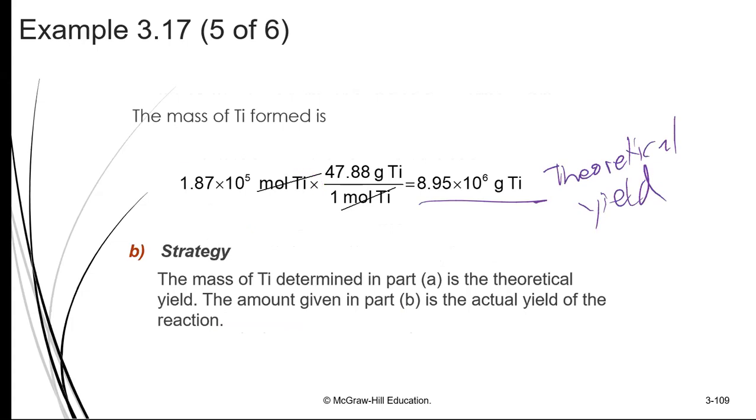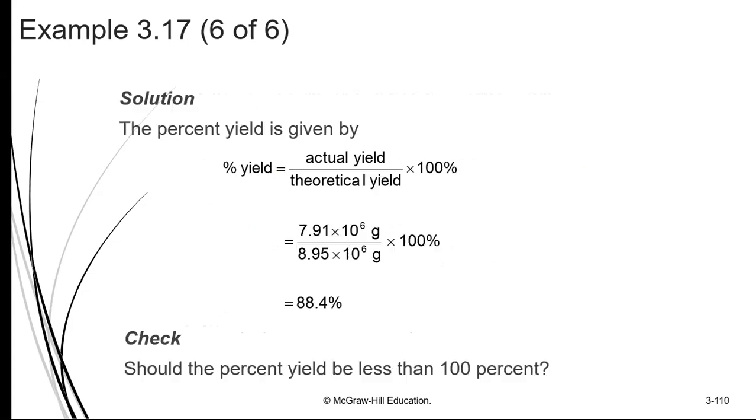Now that we know our theoretical yield, we can turn that into our percent yield by taking the actual yield, so that's what they gave us, dividing it by our theoretical yield, and that gives us our percent yield.